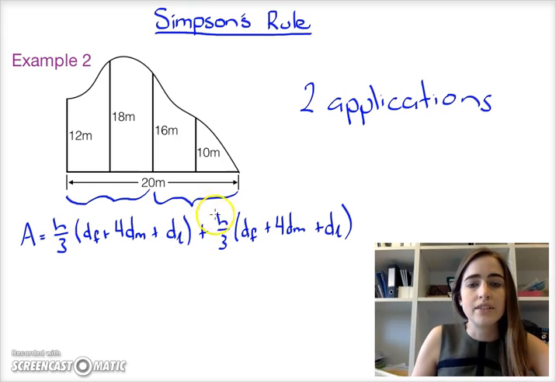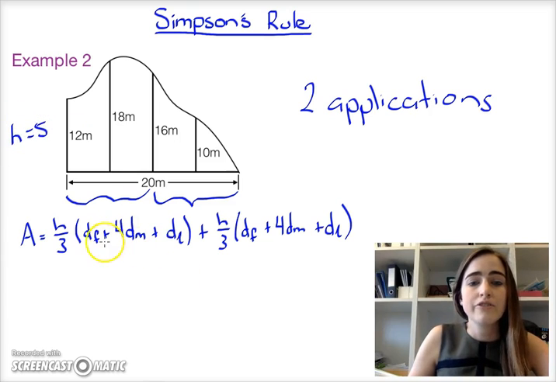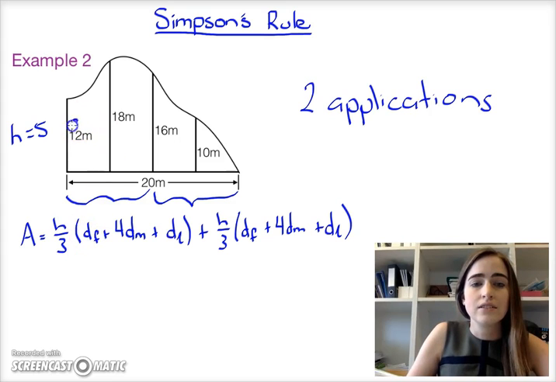We need to figure out what this h is. We're given the 20 metres all the way along the bottom, and we need to figure out how far it is between each of those measurements. Because we've got 4 spaces, we're going to go 20 divided by 4, which gives us 5. So we know our h is equal to 5. In our first one, this is our df, our first measurement, the 18 is our dm, and our 16 is our dl.